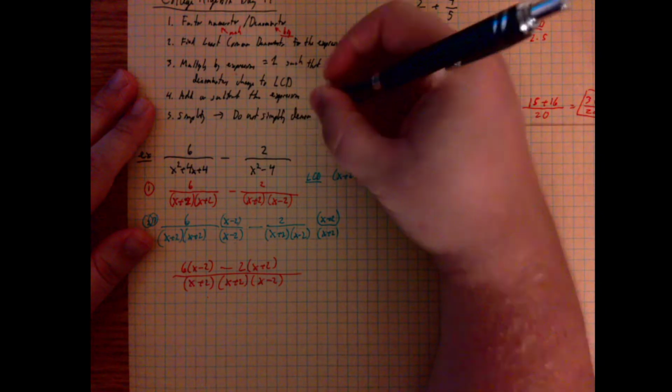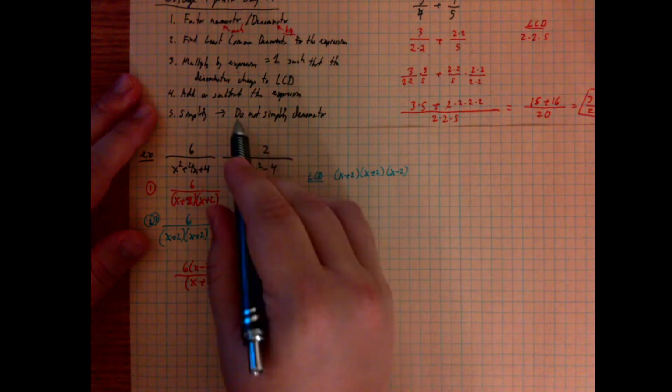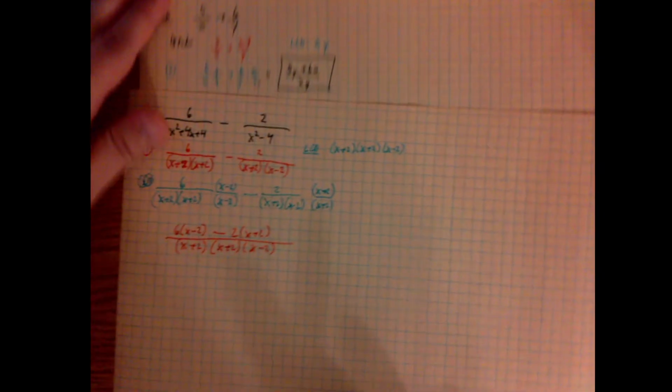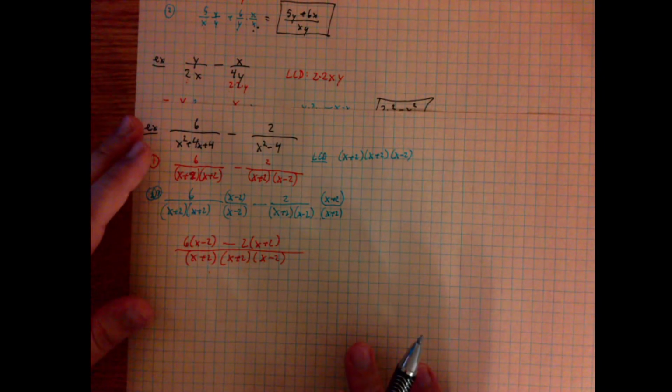I firmly stand against simplifying the denominator. Do not simplify the denominator. Just simplify the numerator as far as you can. That is because the denominator is just excess work, and we'd rather leave it in this form if possible.